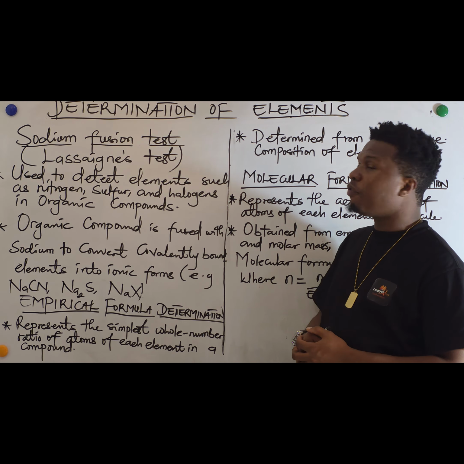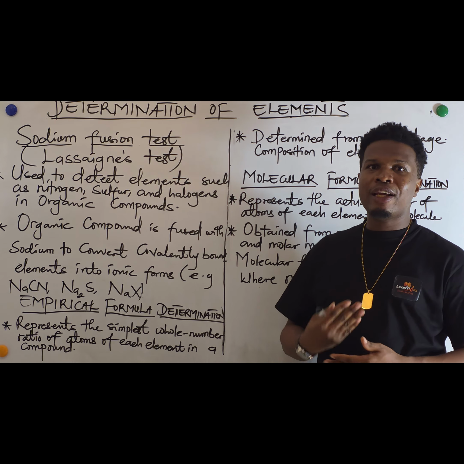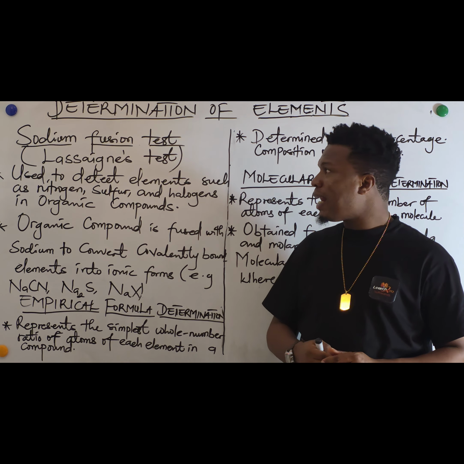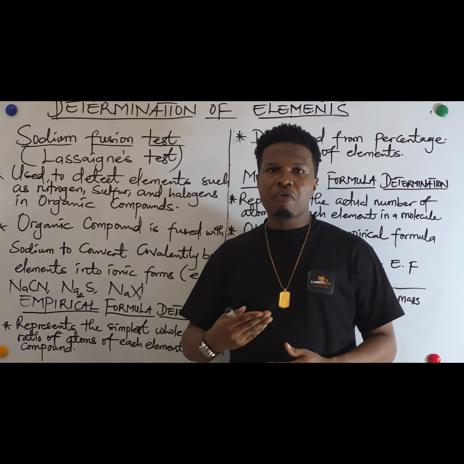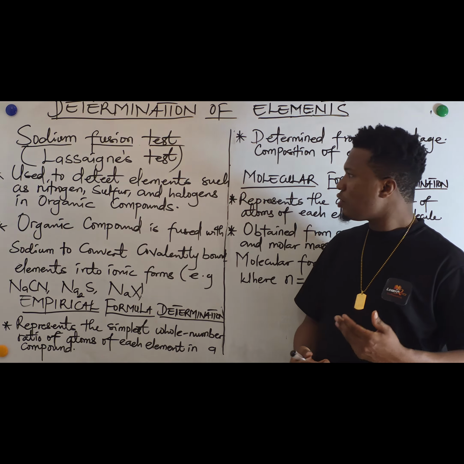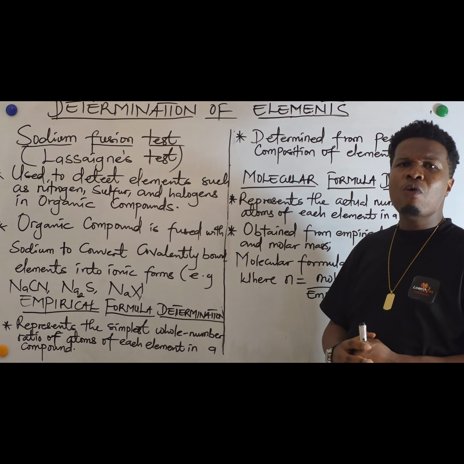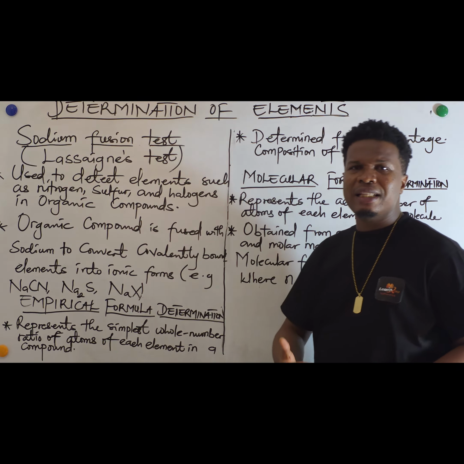We look at determination of elements. How can we determine elements present in an organic compound? Remember, in an organic compound, the elements that we are likely to see, aside from carbon, are sulfur, nitrogen, oxygen, and the rest of them. So now, how can we determine these elements in this organic compound?